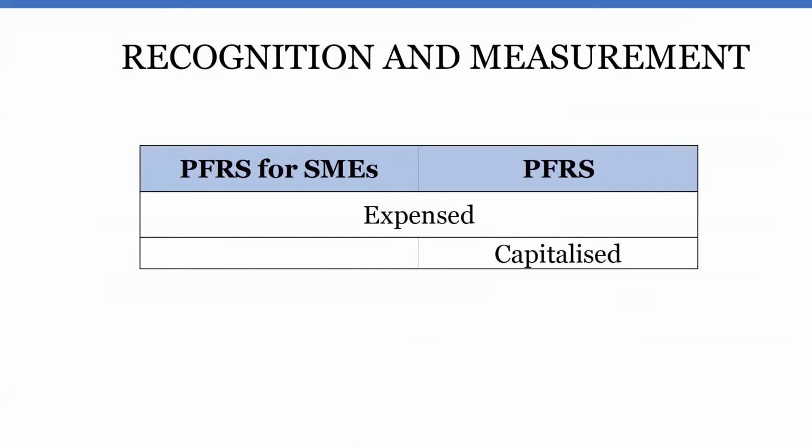As to recognition naman and measurement, for PFRS for SMEs, all borrowing costs are expensed in P&L in the period in which they are incurred. Walang kinakapitalize. For full PFRS naman, if the borrowing cost is directly attributable to the acquisition, construction, or production of a qualifying asset as part of the cost, that asset are capitalized. All other borrowing costs are expensed.